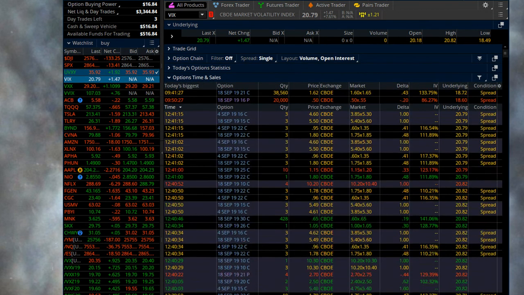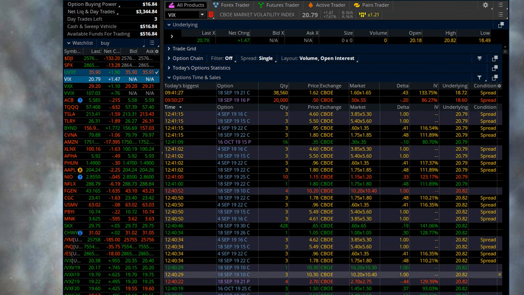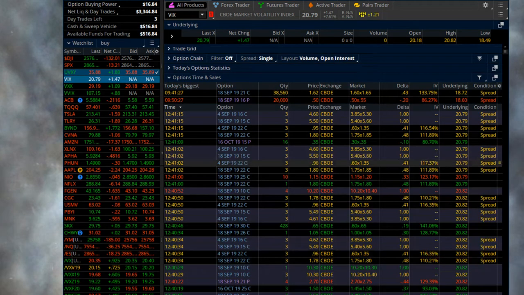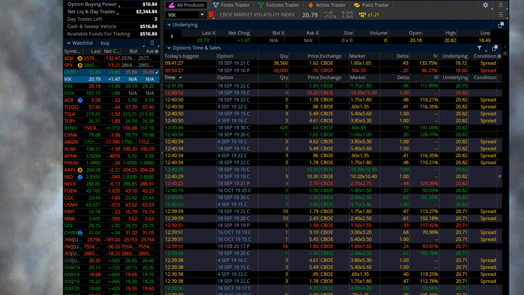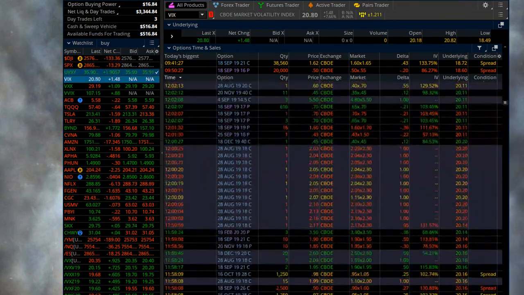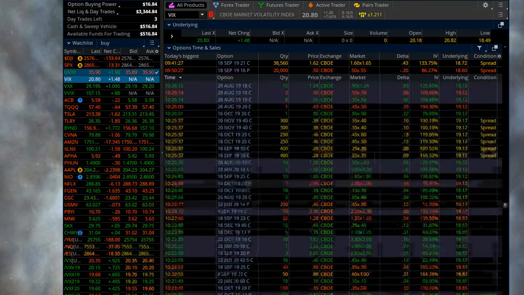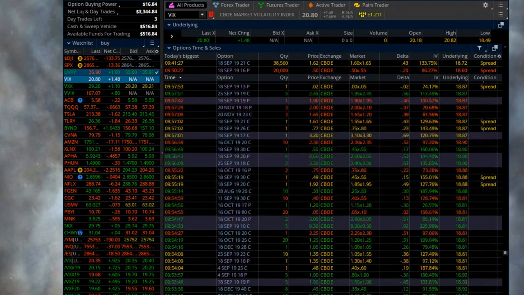And when you pull up time and sales, this is going to show every month. If you want to isolate the biggest trades, here's the other one, the SEP16 put, a 20,000 trade at 9.50. So let's look at 9. That's very close to the other trade, so they certainly could be related.